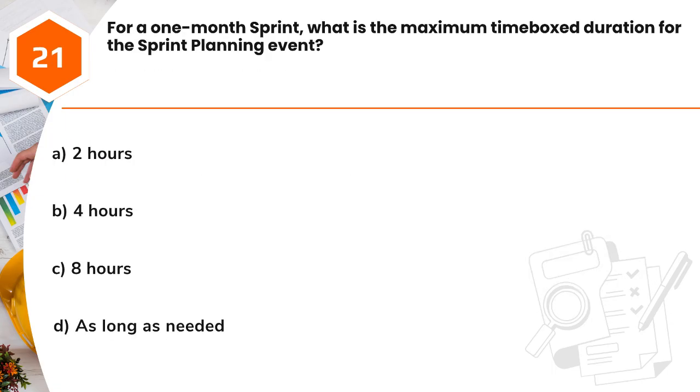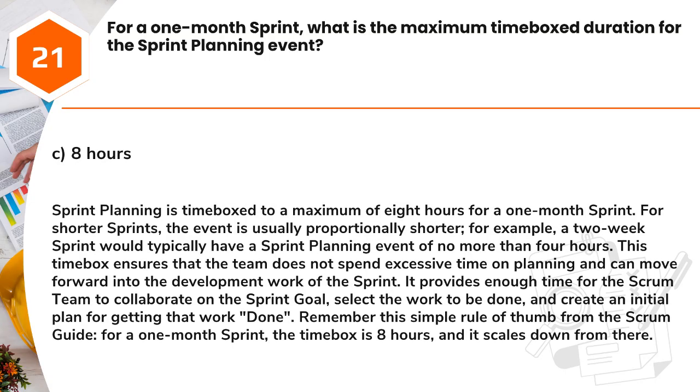Question 21. For a 1-month sprint, what is the maximum time box duration for the sprint planning event? A. 2 hours. B. 4 hours. C. 8 hours. D. As long as needed. Answer: C. 8 hours. Sprint planning is time-boxed to a maximum of 8 hours for a 1-month sprint.